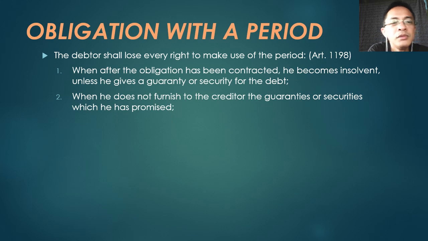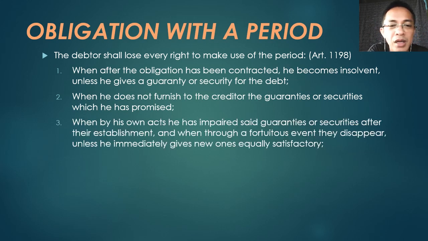Number 2, when the debtor does not furnish to the creditor the guarantees or securities he has promised. Okay, example, umutang siya, prenda niya ang sasakyan niya. Tapos yung utang, babayaran niya December 31, 2020. Nung nakuha niya ang pera, hindi niya dinedeliver yung car. The law says the creditor can now collect the utang kasi hindi binigay ng debtor yung prenda niya.